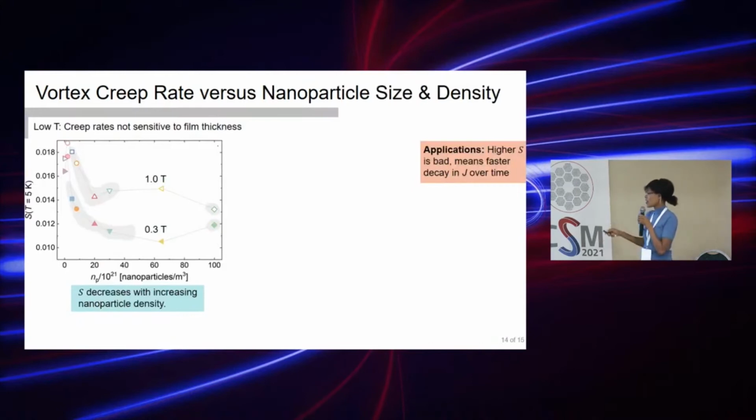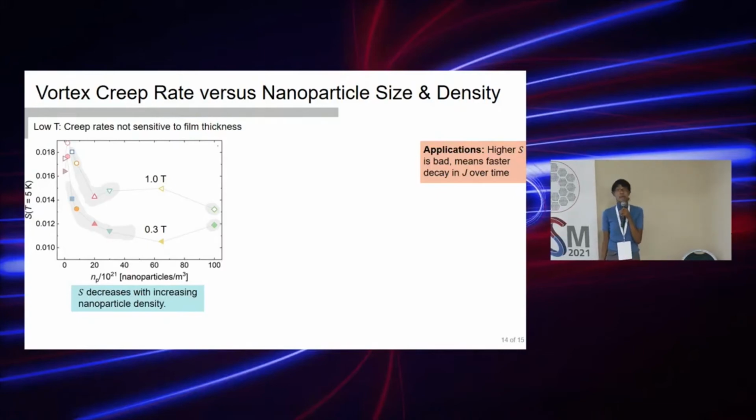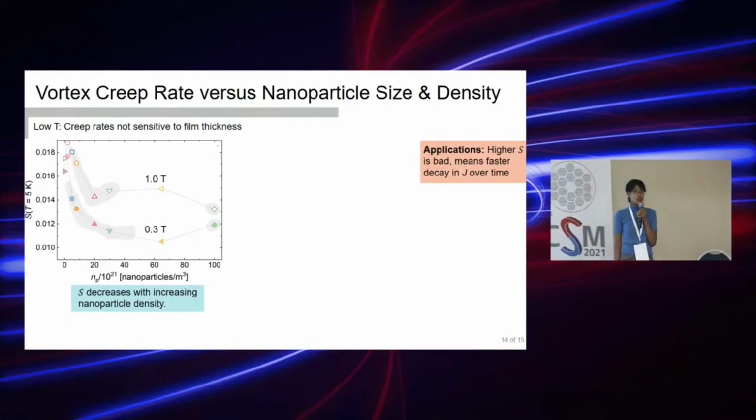So now, on this plot, you can see creep versus the nanoparticle density, and there should be some lines here connecting all the points that you can't see on this projector. This data is collected at 0.3 Tesla, and then this data at 1 Tesla. All the data was collected at a temperature of 5 Kelvin, and I'm plotting it at 5 Kelvin because that is a temperature at which the film thickness should not affect the vortex creep rate. So in general, there's a bit of scatter, but you can see that creep decreases with increasing nanoparticle density.